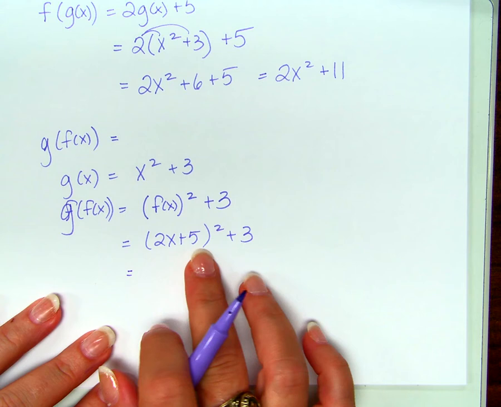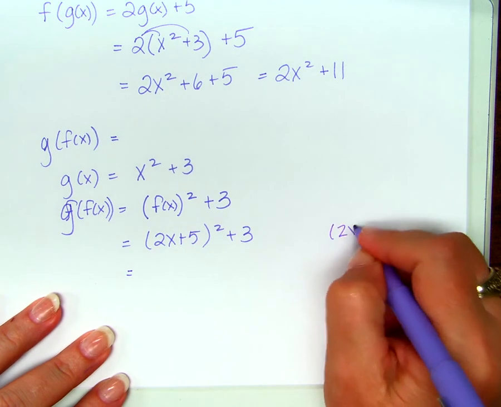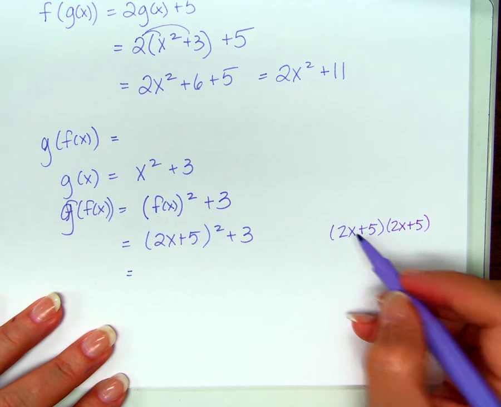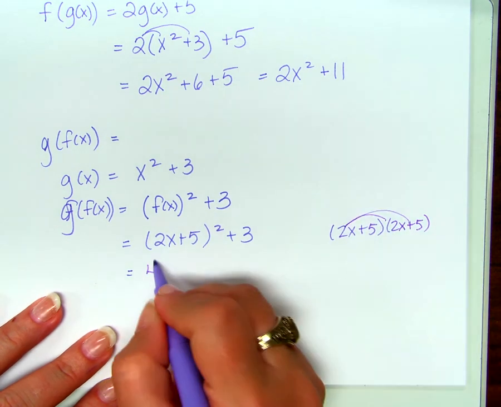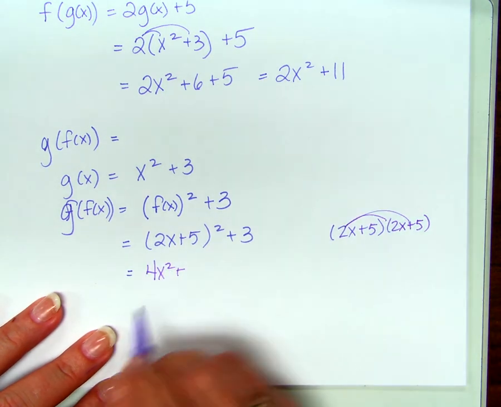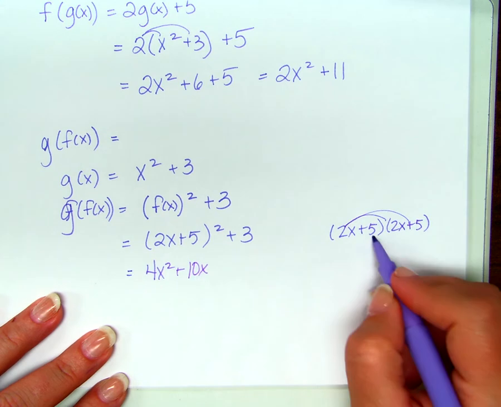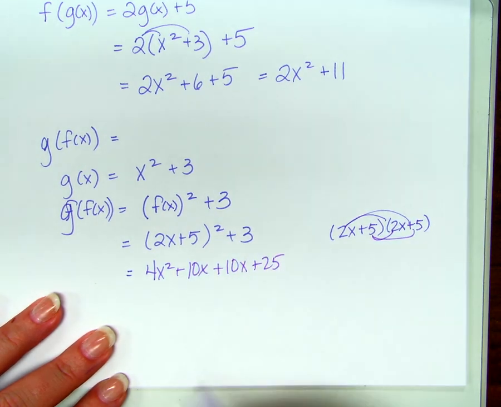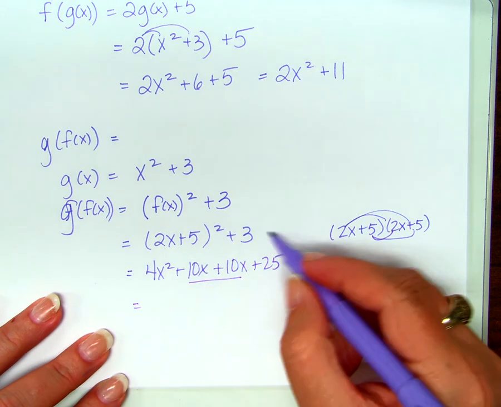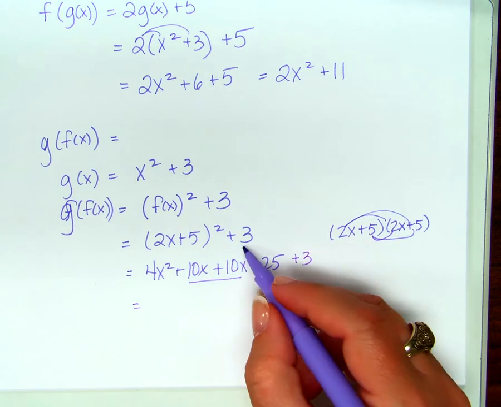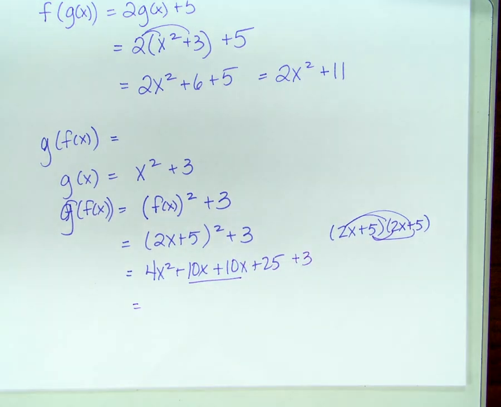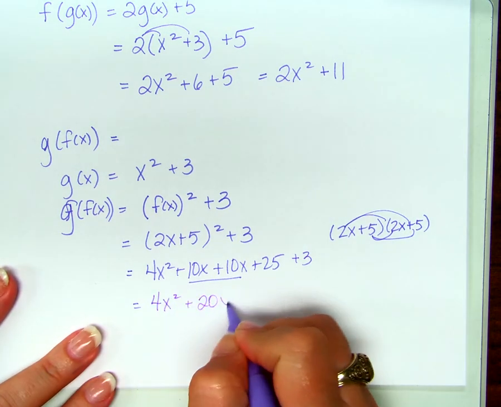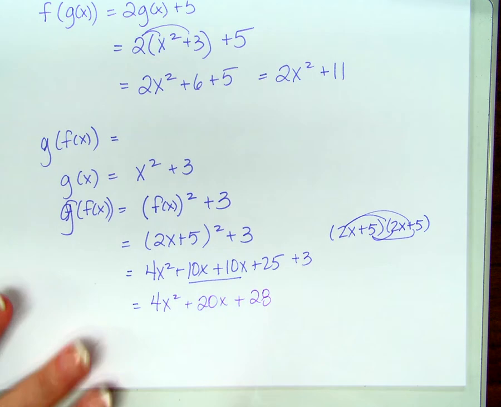Well, 2x plus 5 squared, remember this? 2x plus 5 squared is 2x plus 5 times 2x plus 5, which means I've got to distribute, right? 4x squared plus 10x plus 10x plus 25. Combining my middle terms. Oh, and then I have this plus 3. I can't forget about that plus 3, right? 4x squared plus 20x plus 28.